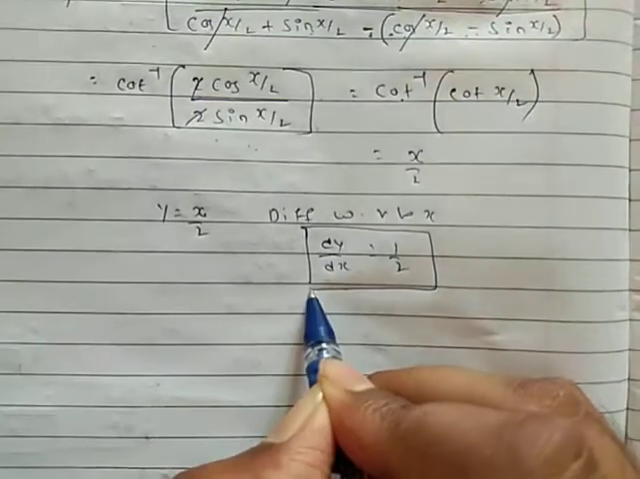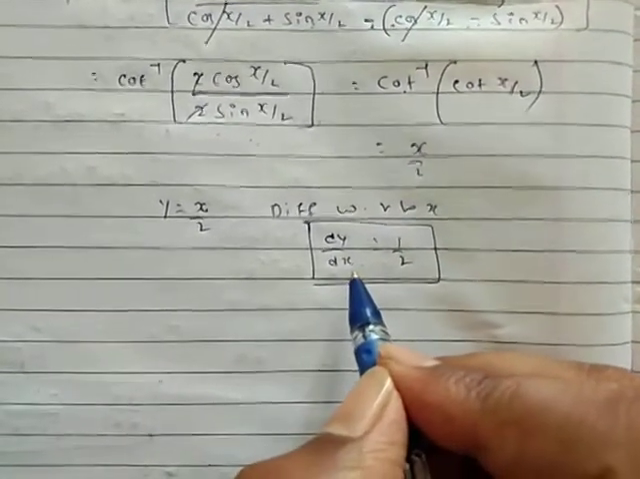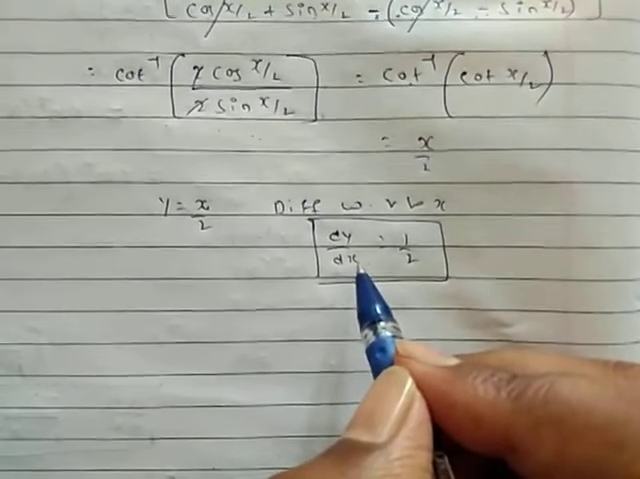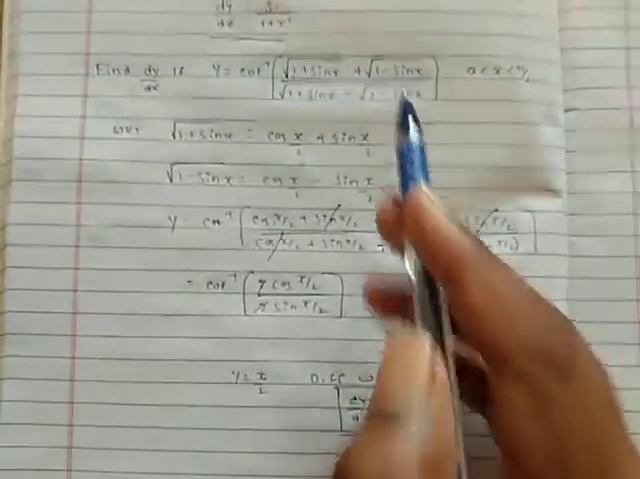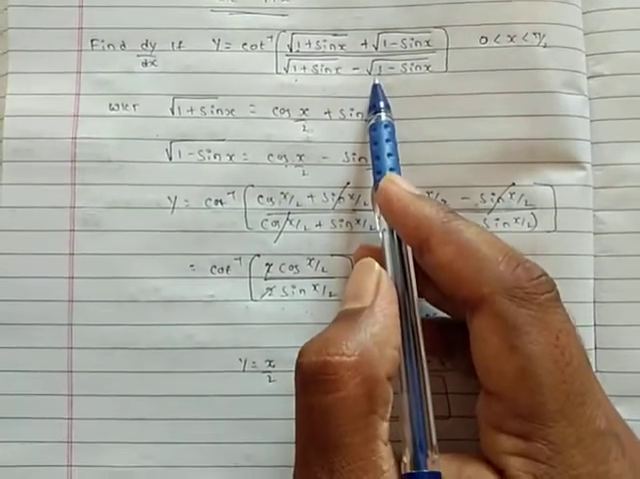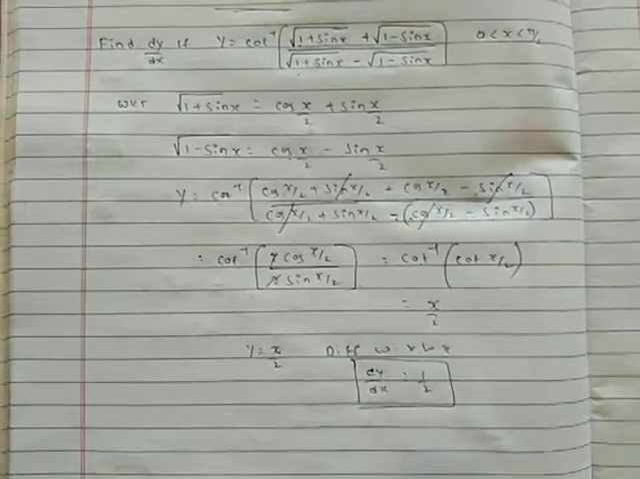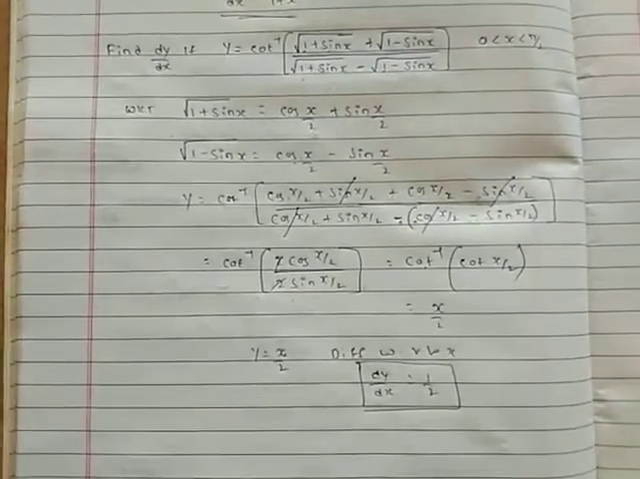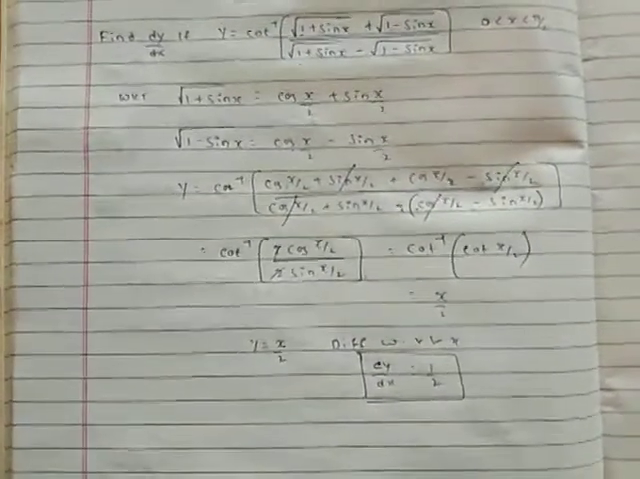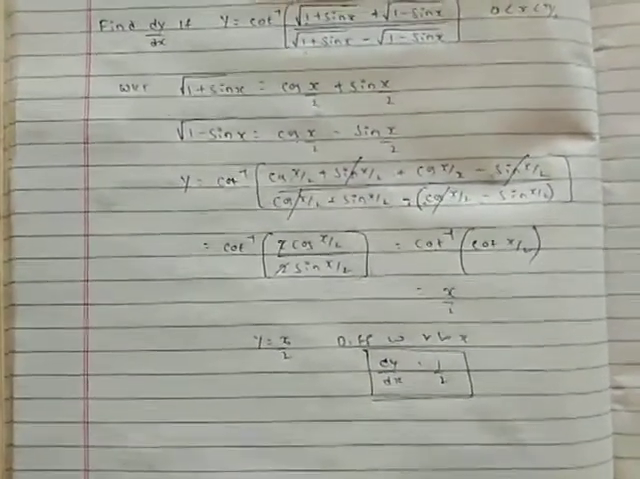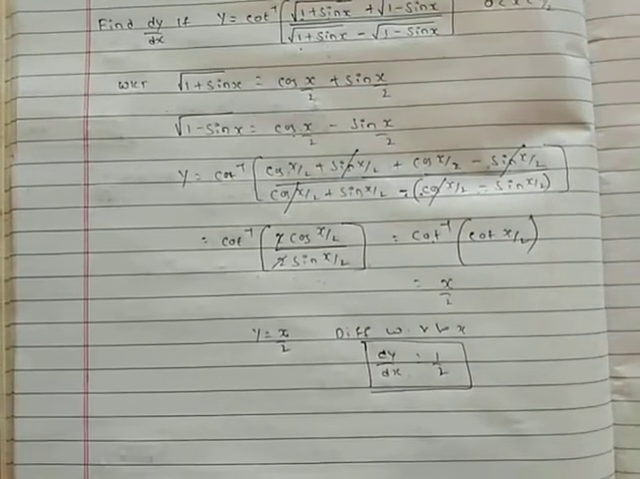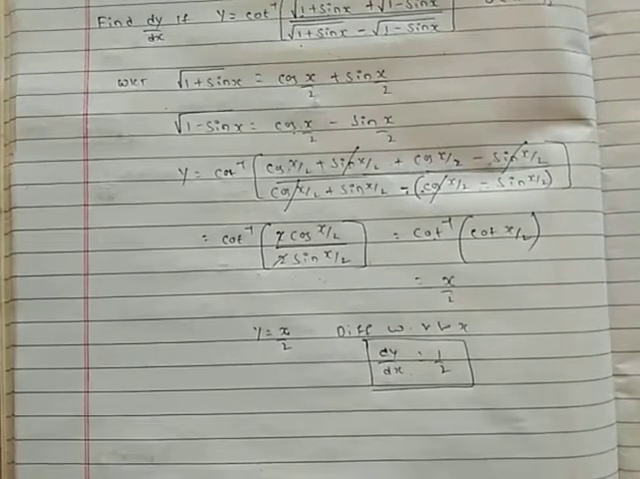So this is the required derivative of the given function y is equal to cot inverse of root of 1 plus sin x plus root of 1 minus sin x, divided by root of 1 plus sin x minus root of 1 minus sin x. So pause the video to note it down. In this type of function we need the identities of trigonometric functions as well as the identities of inverse trigonometric functions. These are very important concepts. So you need to learn the derivatives by using the identities.